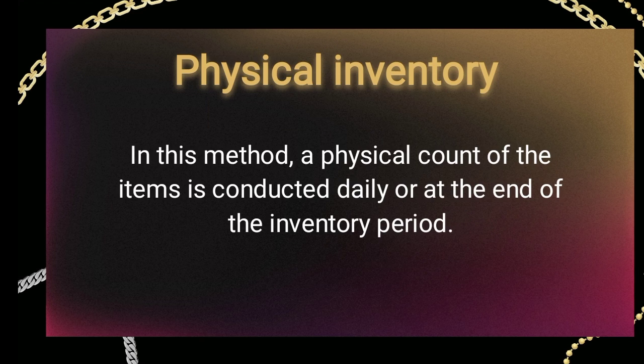Physical inventory. In this method, a physical count of the items is conducted daily or at the end of the inventory period. Many restaurants open their inventory on a Monday and end on a Sunday. The inventory period varies among different hotels and food outlets. Physical inventory may be done by the stock clerk for store items with a checker to validate and countersign the records, or the material supplies custodian for kitchen, dining, and banquet equipment and supplies.